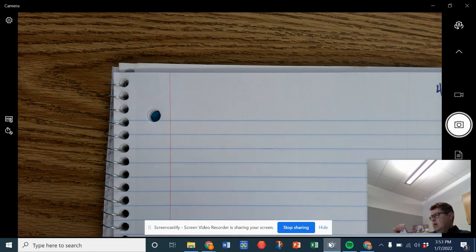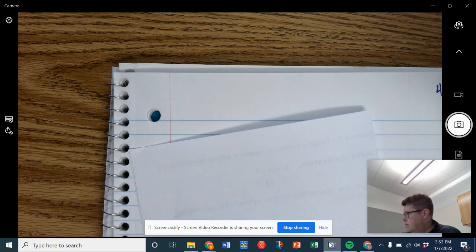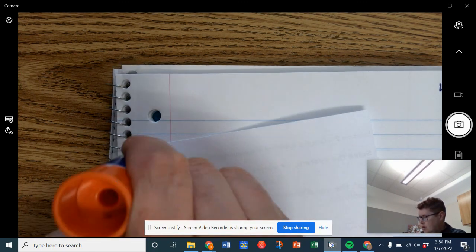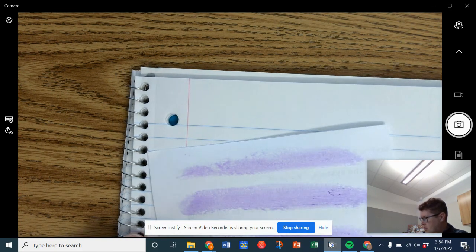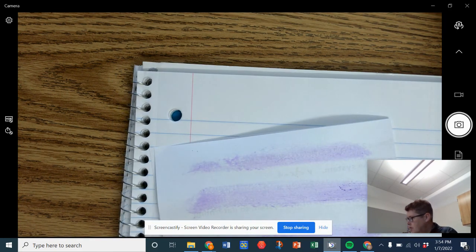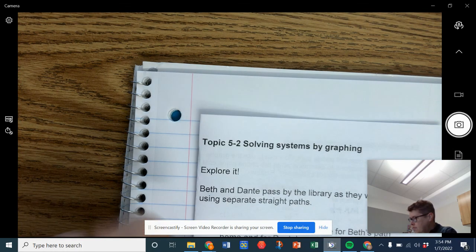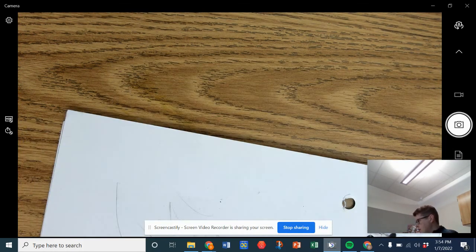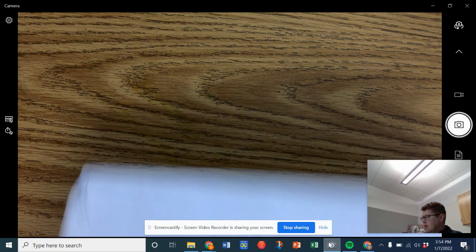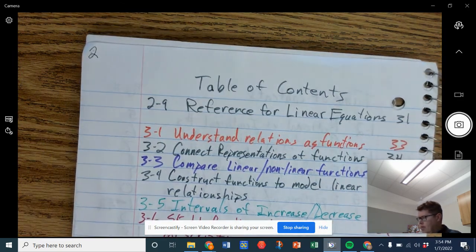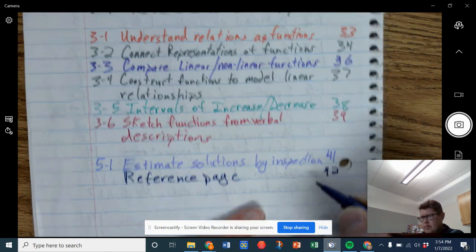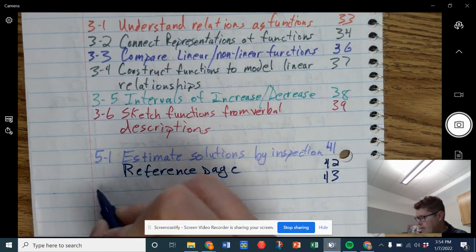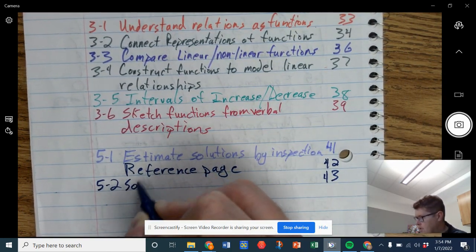Just like so. So 42, 5-2, solving systems by graphing. 43, right? Well, I'll double check that after I'm done. So 43, 5-2, solving systems by graphing.